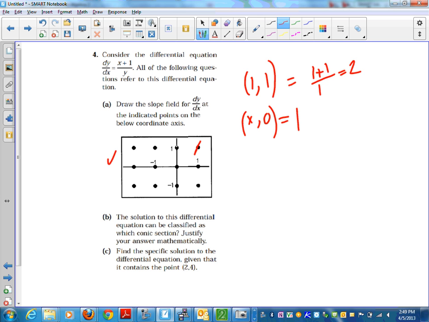So when does y equal 0? Right there. At 1, 0, negative 1, negative 2. Okay, so that's what you do for A.